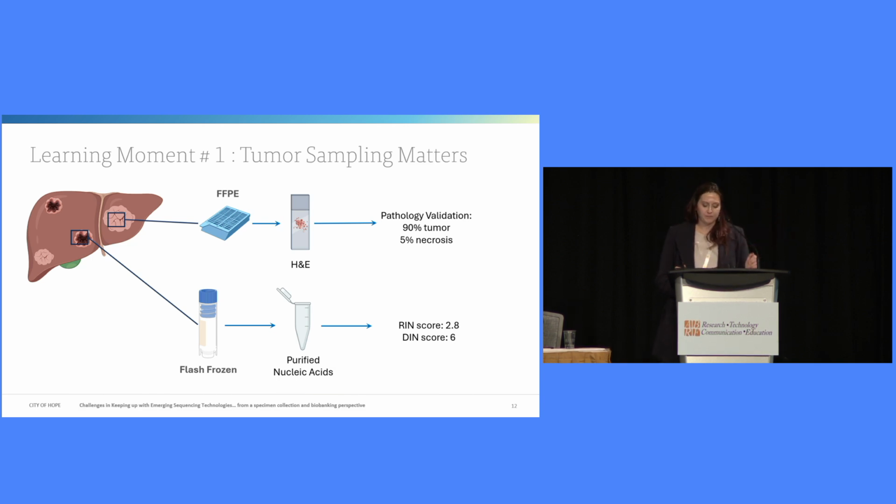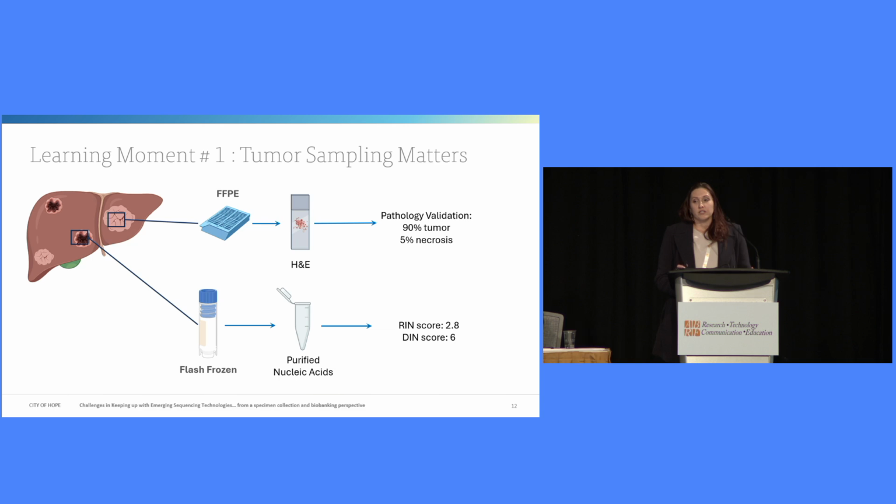And our collaborating lab was planning on doing RNA and whole exome sequencing from our flash frozen samples. But when they went to do the purification, the RNA and the DNA qualities were just absolutely abysmal, which was really strange to us because when we looked at our FFPE samples, they looked great. 90% tumor, very low necrosis. But when we went back to our collection notes and our photographs, we realized our mistake.